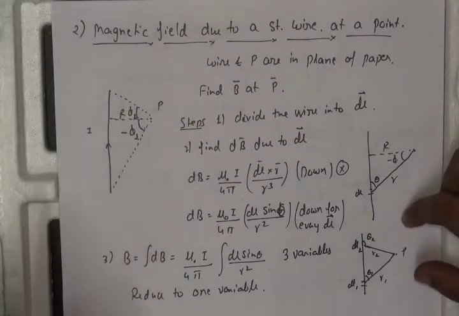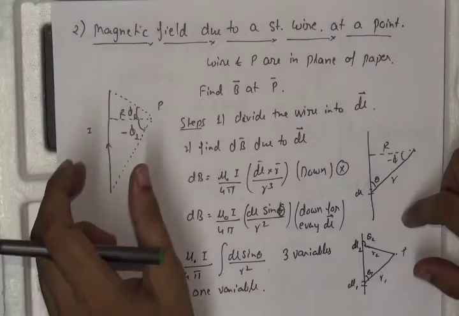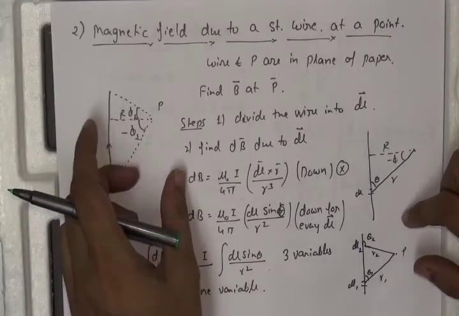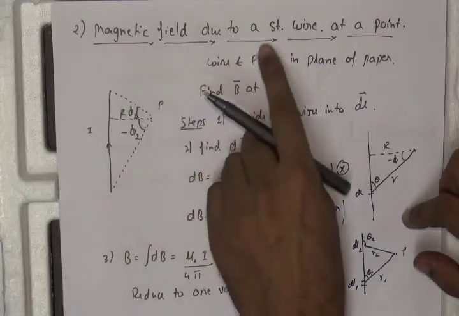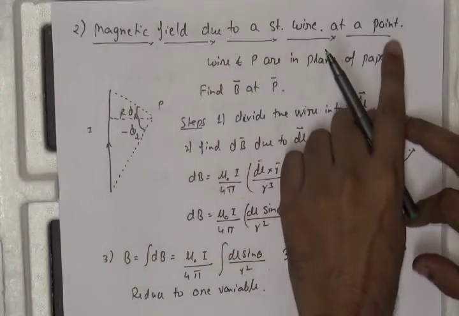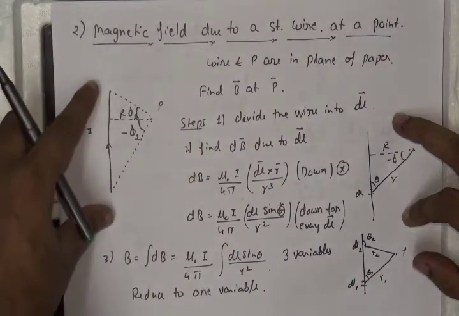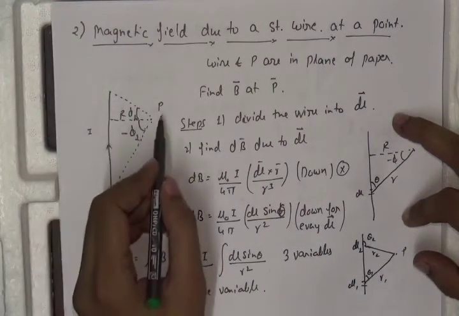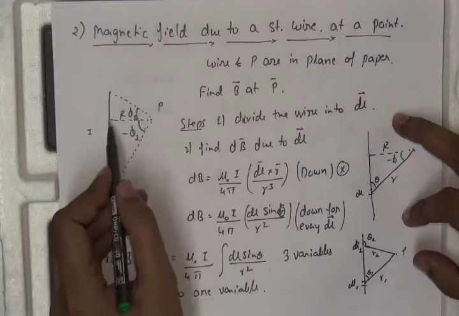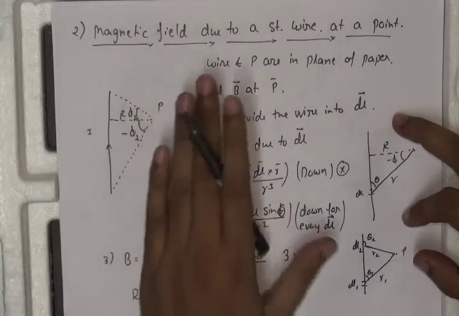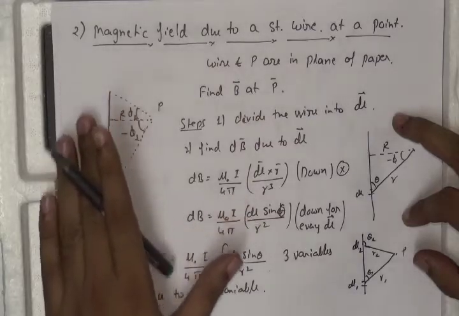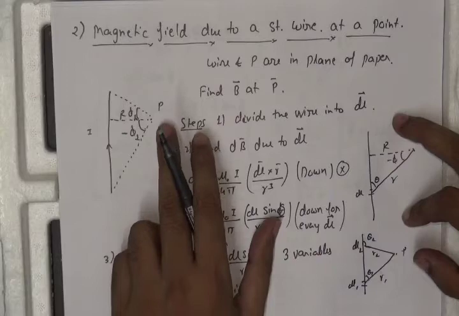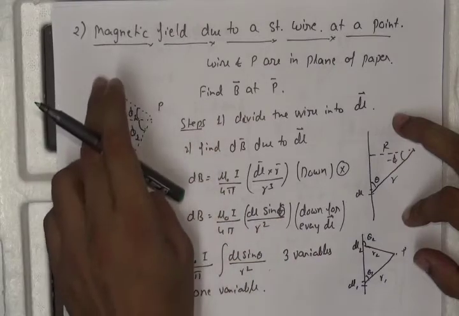So in continuation with our discussion about the application of Biot-Savart law, next let us apply the Biot-Savart law to find magnetic field due to a straight wire at a point. This is a finite size wire in which a current I is moving, and there is a point P nearby at a distance r from the wire in the plane of this paper. So wire is also in the plane and point P is also in the plane. And we have to find the magnetic field at this point because of this current.